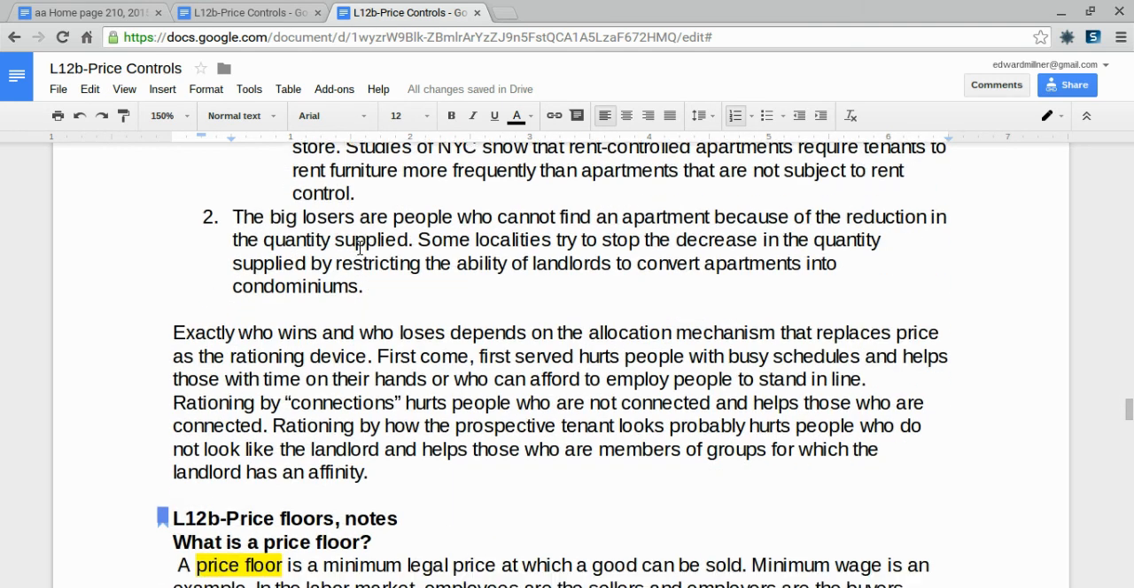The big losers are people who cannot find an apartment because of the reduction in the quantity supplied. Some localities try to stop the decrease in the quantity supplied by restricting the ability of landlords to convert apartments into condominiums.